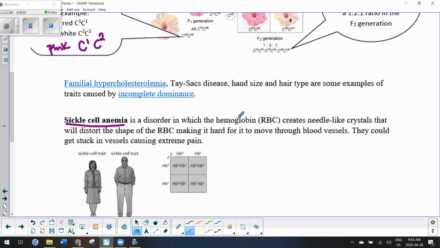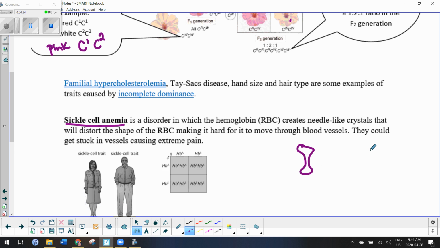This is a disorder in which the hemoglobin, which is in your red blood cell, is what allows the oxygen to bind to it. If you didn't have the hemoglobin, oxygen couldn't bind to the red blood cell. In sickle cell anemia, that hemoglobin creates needle-like crystals that distort the shape of the red blood cell, making it very hard to move through the blood vessel. Normally, a red blood cell has a biconcave shape. It kind of looks like this from the side, almost like a weight. This makes it easy to flow through blood vessels.